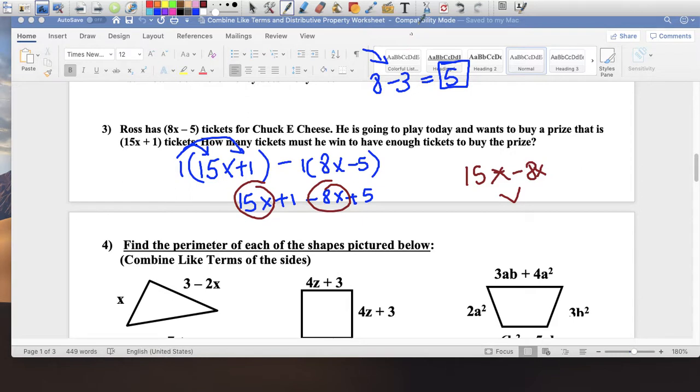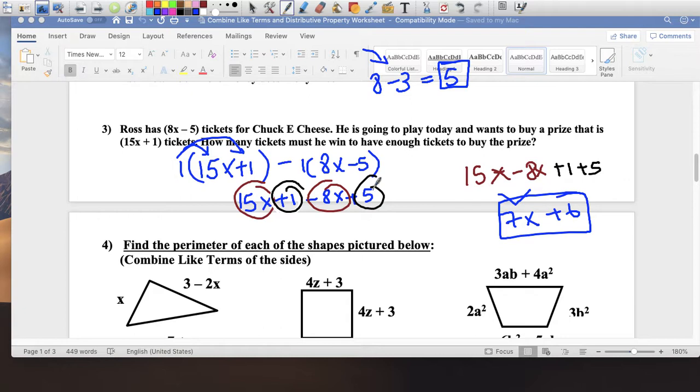And then the other two is positive 1 and positive 5, plus 1 plus 5. All my like terms are next to each other. I can now solve them. 15x minus 8x is 7x, and 1 plus 5 is 6. So how many more tickets does he need? He needs this many more tickets.